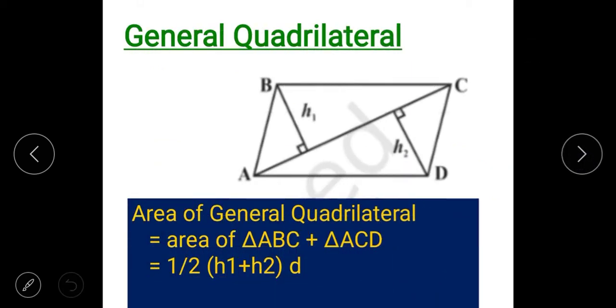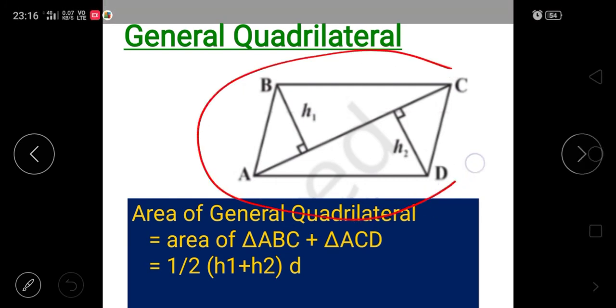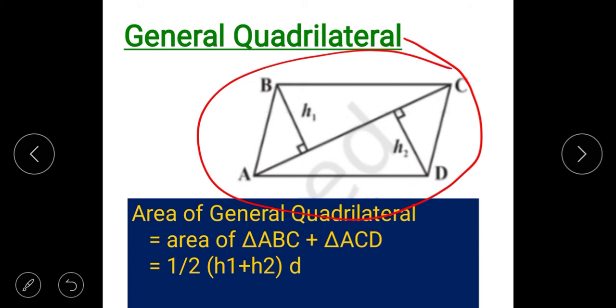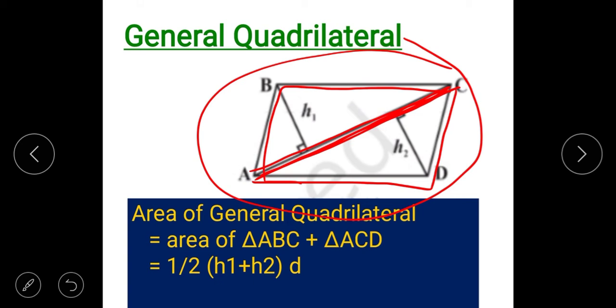This is our next shape, that is general quadrilateral. This is a quadrilateral. As you know, ABCD is a quadrilateral. Suppose you want to find the area of this quadrilateral, then for this firstly you have the length of a diagonal. In the given figure you have a diagonal AC. So when you divide this quadrilateral through the diagonal, then this makes two triangles ABC and ACD, this one. Okay, there are the two triangles.